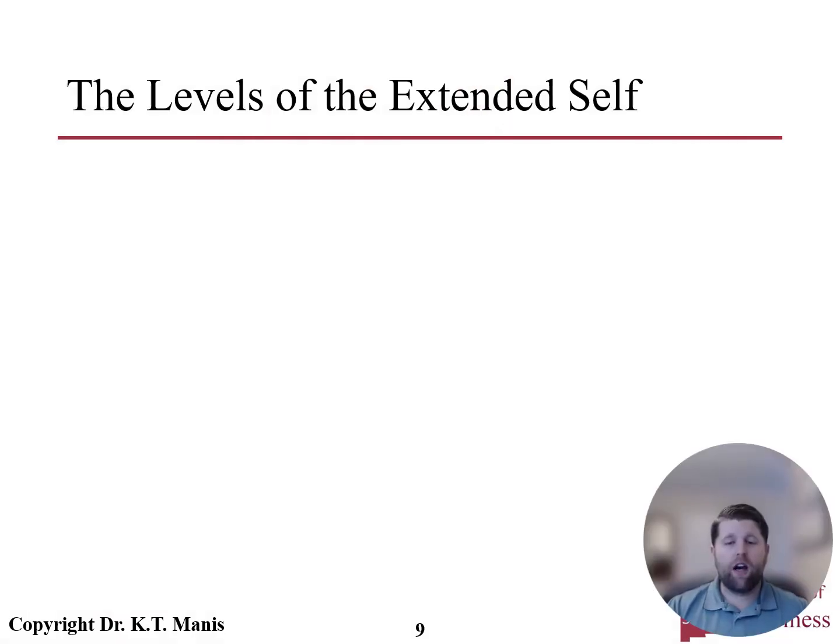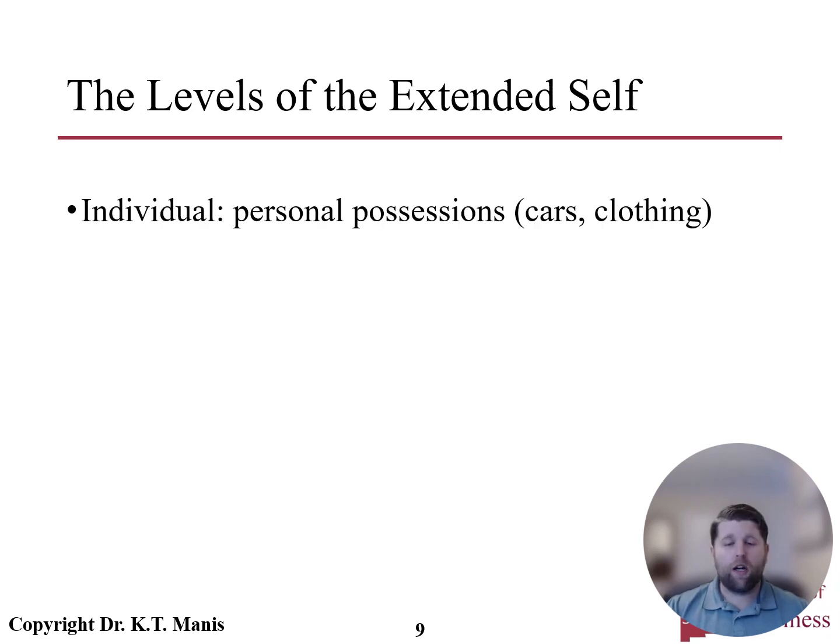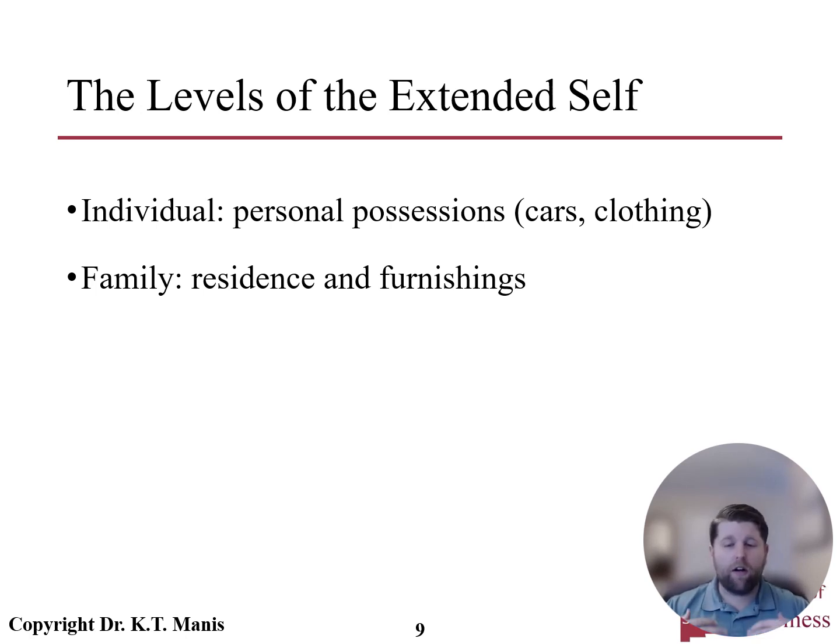This relates to the concept of the extended self, where oftentimes individually we have personal possessions that represent who we are, like cars, clothing, and our extended self is represented in those possessions. We also have these things represented in our family, so our choice of residence, the furnishings that we have in our home. Many of our decisions are represented as extended self. People can view these things and have a greater understanding of who we are, our consumption patterns.